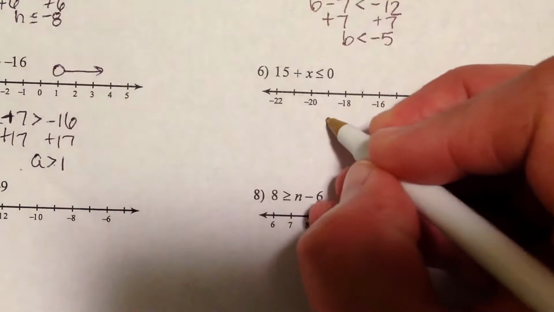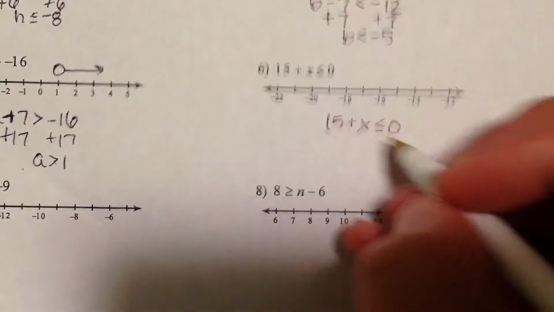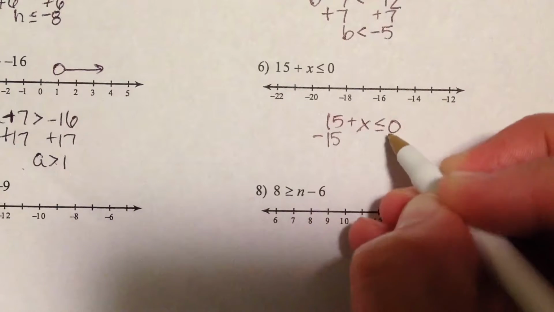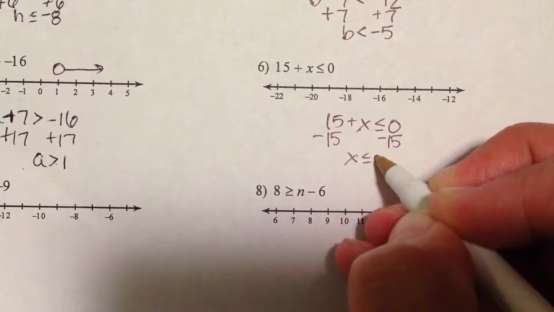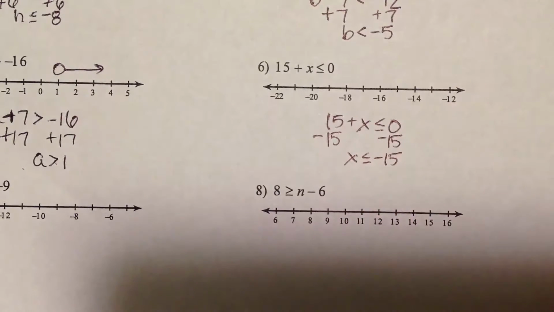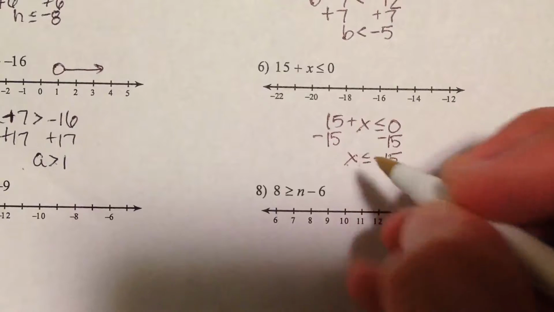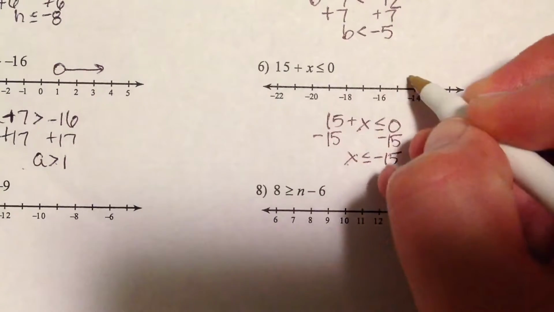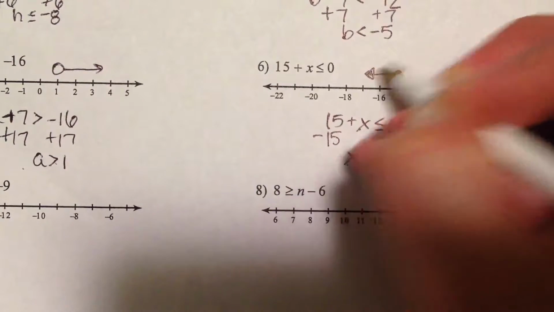Number 6, I have 15 plus some number x is less than or equal to 0. I want the x by itself, so I do the inverse of positive 15, which is minus 15. I have x less than or equal to negative 15, which means variables on the left, less than or equal to means that I have a closed circle at negative 15. And I'm going to shade to the left because it's less than.